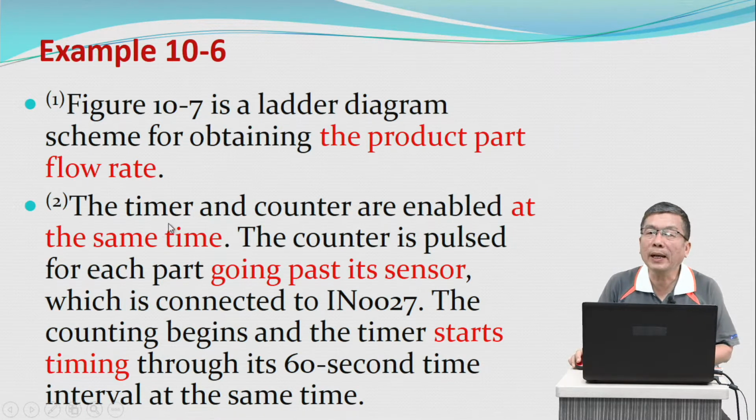The timer and the counter are enabled at the same time. The counter is pulsed for each part that goes past its sensor, which is connected to input number 27. The counting begins and the timer starts timing through its 60-second time interval at the same time.